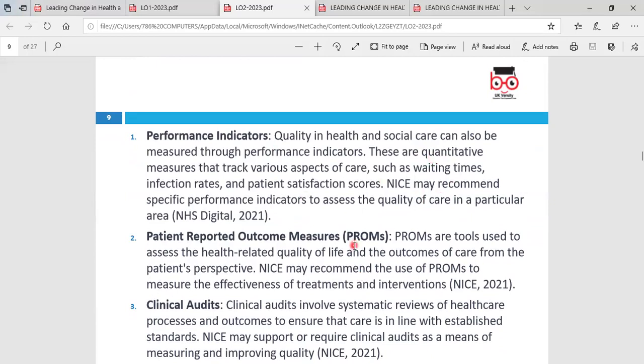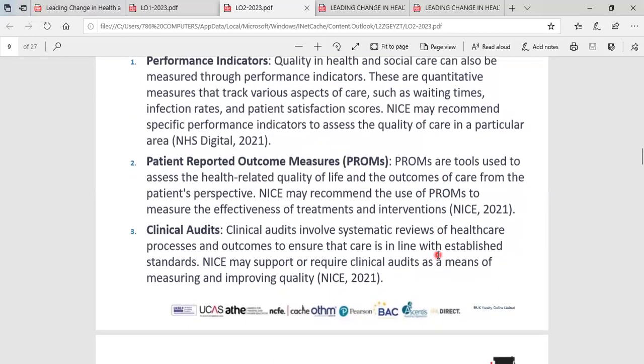Patient reported outcome measures can also be used, which are known as PROMs. So this is related to quality of life, outcome of care from the patient's perspectives. NICE can recommend the use of PROMs in order to measure effectiveness of treatment and intervention. Then you have clinical audits. You can have internal clinical audits. You can have external clinical audits also.